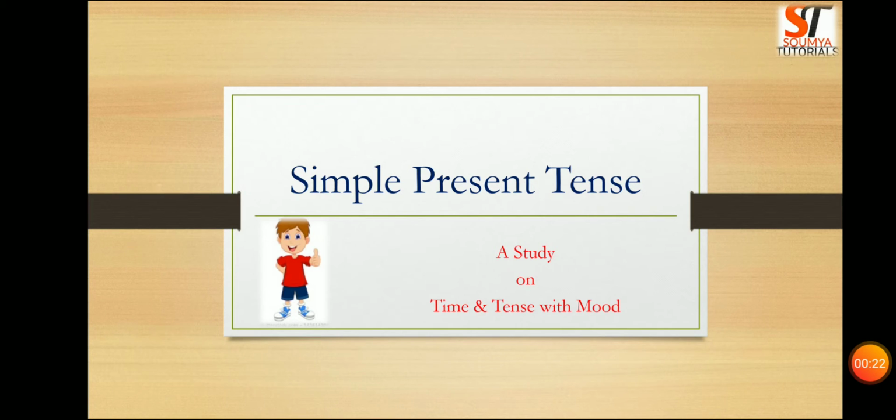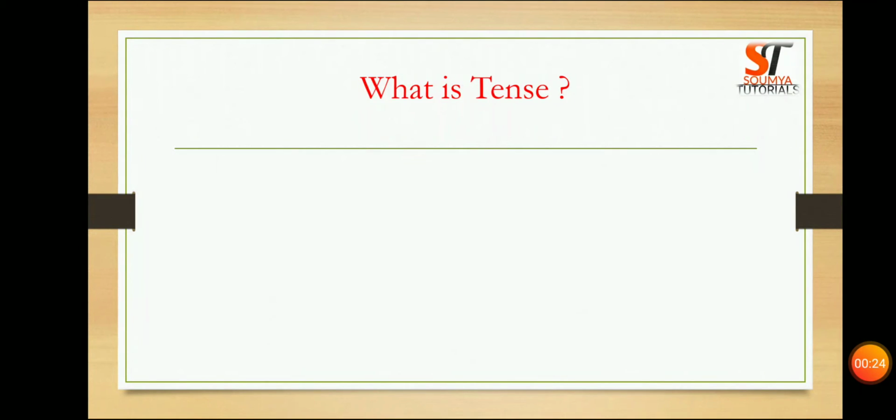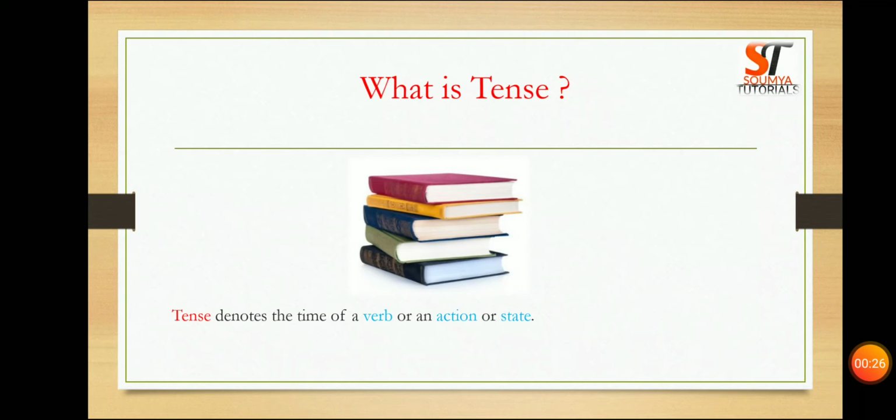So first of all, let us discuss what tense is. Tense denotes the time of a verb or an action or state. In a language, tense expresses the time reference with reference to the moment of speaking. Tenses are usually manifested by the use of specific forms of verb. The word tense comes from the Latin word tempus, which means time.